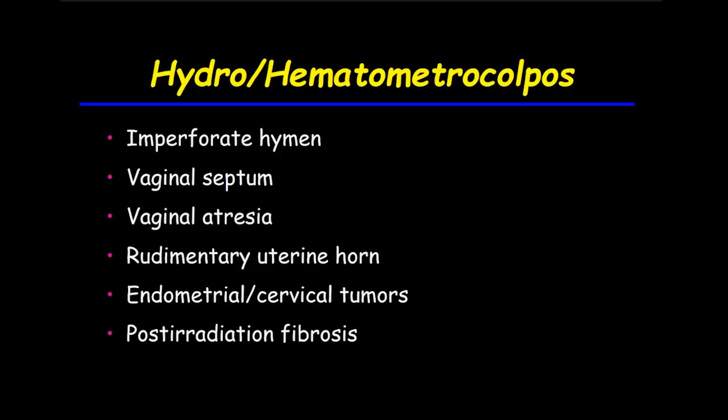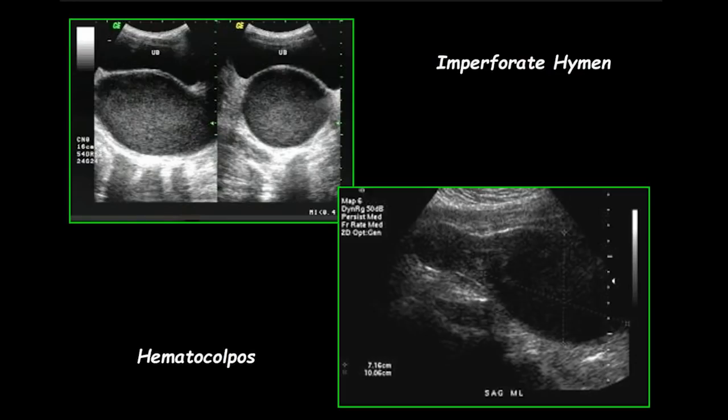Hydrocolpos and/or hematometrocolpos may be an indication of mechanical obstruction. This is a 12-year-old female who presented with abdominal pain. Transabdominal ultrasound demonstrates a distended vagina filled with complex fluid and diffuse low-level echoes. A small uterus is seen superiorly. This is consistent with hematocolpos due to an imperforate hymen.